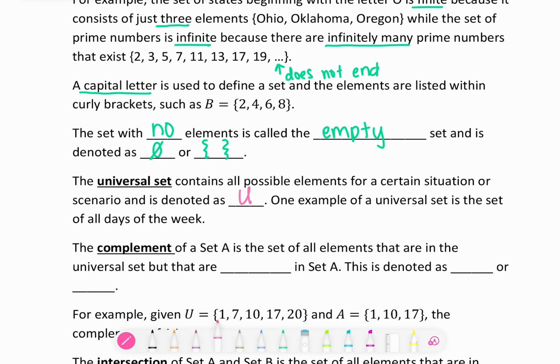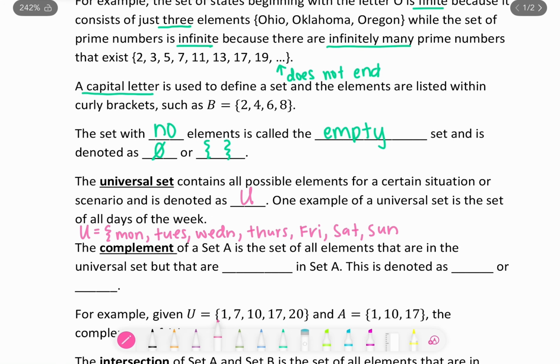One example of a universal set is the set of all days of the week. So that universal set would look like this. We'd have a capital U equals, we'd have our curly brackets, and then we would list all the days of the week. So Monday, Tuesday, Wednesday, Thursday, Friday, Saturday, and lastly, Sunday. And of course, this is a finite set because there's exactly 7 elements in that set.